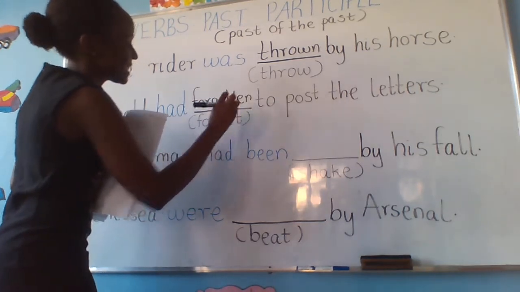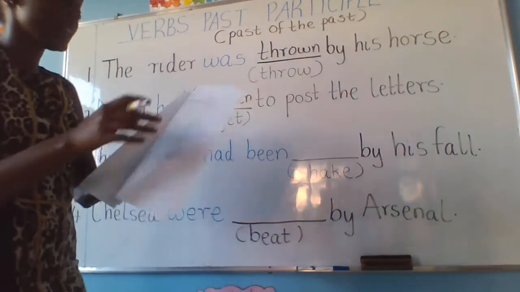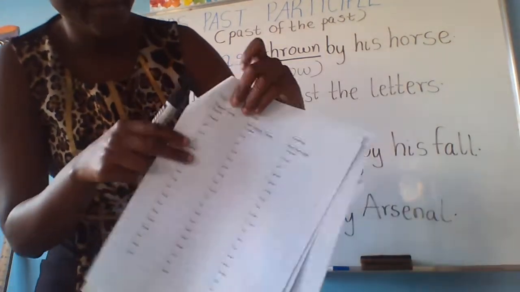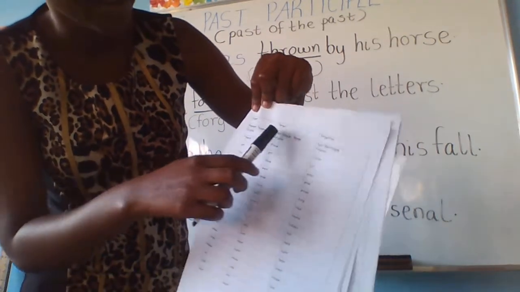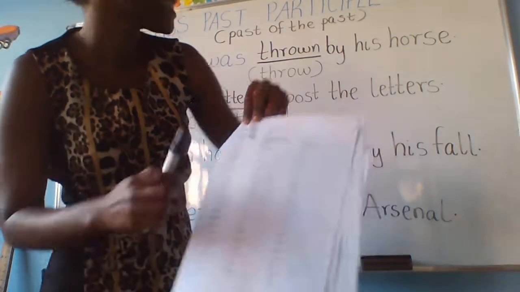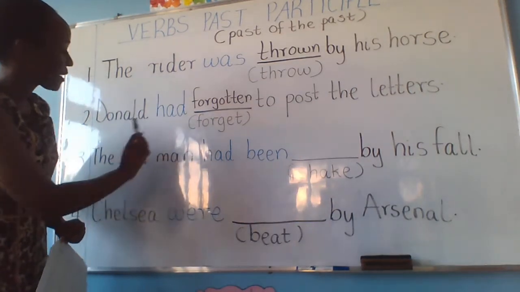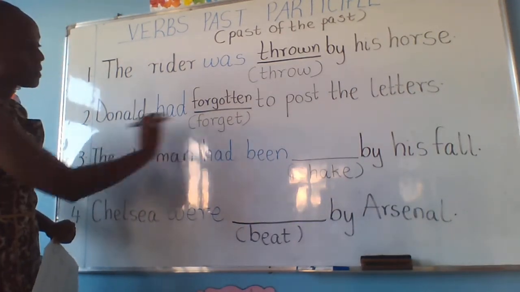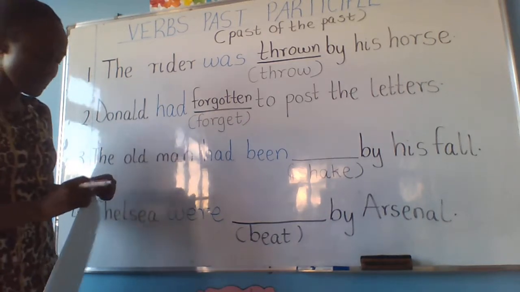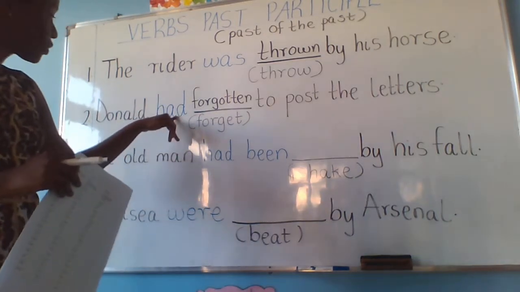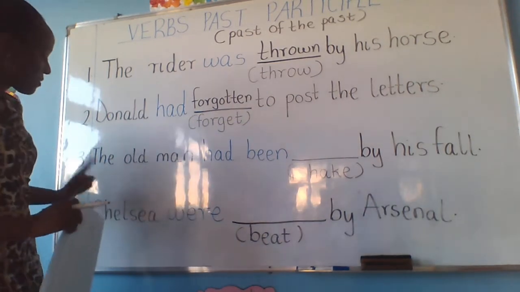It has double T. And it's even here in our list. You go straight to the letter F, then you find forget, forgot, forgotten. Well done. What is the helping verb here in number 2? Had. Good.